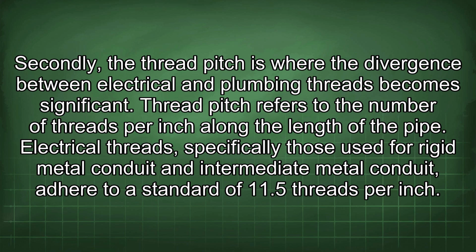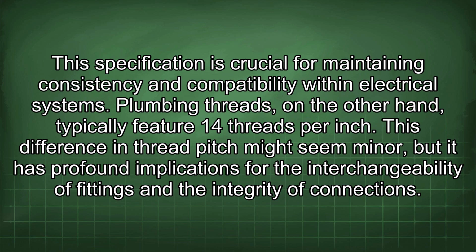Secondly, the thread pitch is where the divergence between electrical and plumbing threads becomes significant. Thread pitch refers to the number of threads per inch along the length of the pipe. Electrical threads, specifically those used for rigid metal conduit and intermediate metal conduit, adhere to a standard of 11.5 threads per inch. This specification is crucial for maintaining consistency and compatibility within electrical systems. Plumbing threads, on the other hand, typically feature 14 threads per inch.